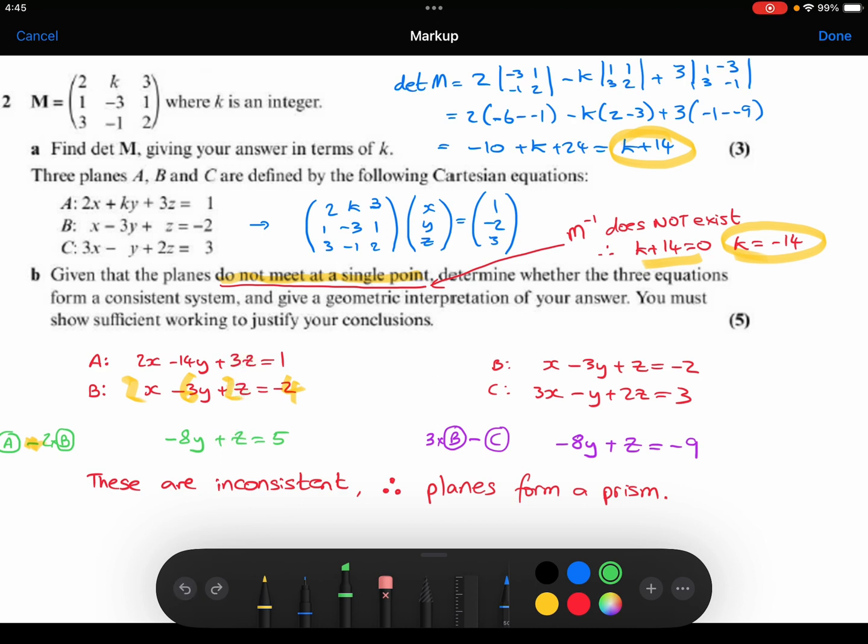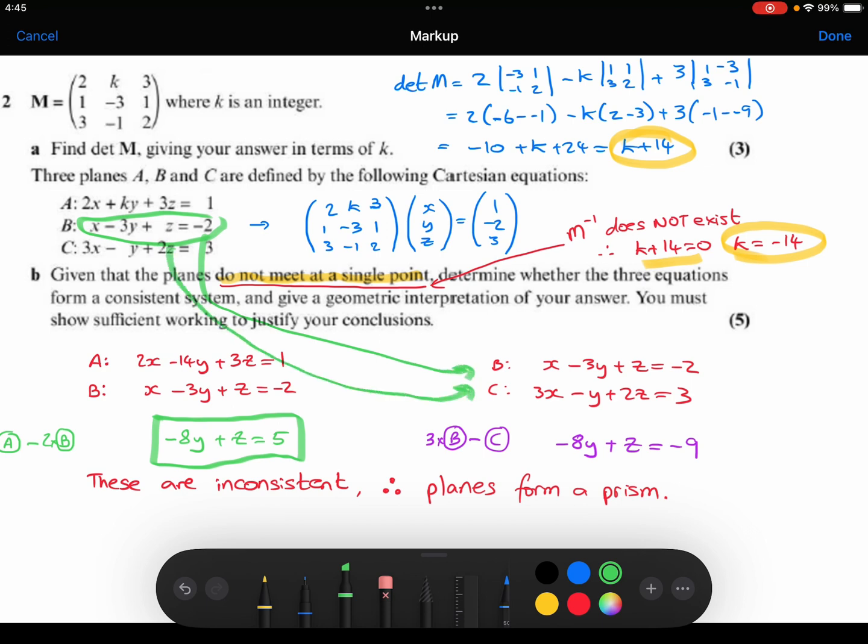On the right hand side, the 1 minus minus 4 is 5. So using plane A and plane B and eliminating the x's, I've found this equation. I've then done a similar thing with plane B and plane C. So I've copied plane B here and plane C here.